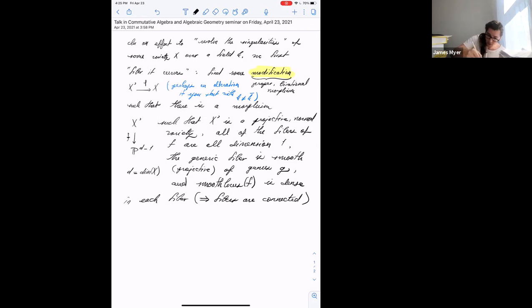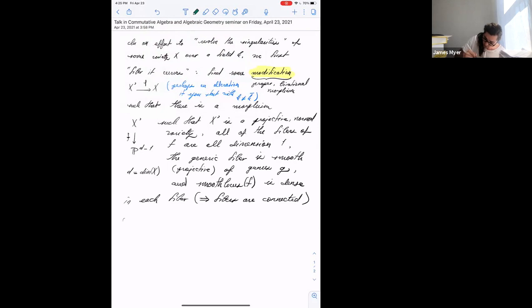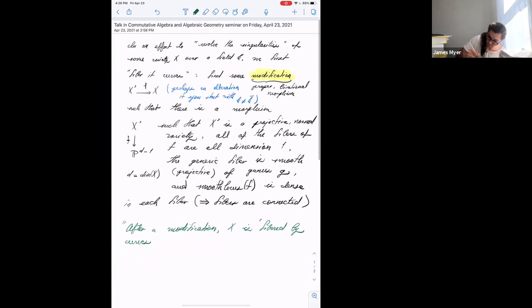And then at the end of the day, you can say that, quote, after a modification, you just compose all of the ones that you need to take, X is fibered by curves. Right, that's the idea. So it's a family of curves.